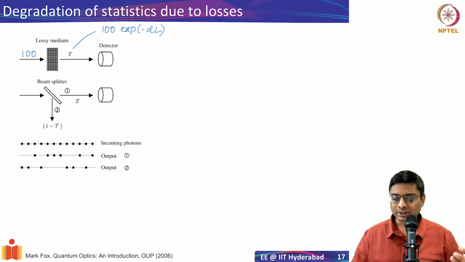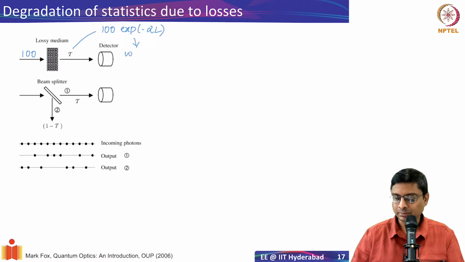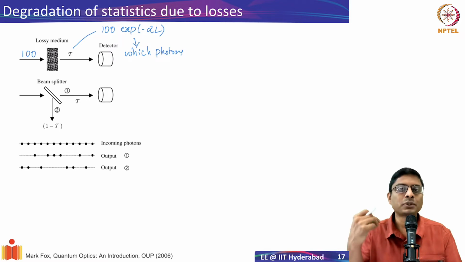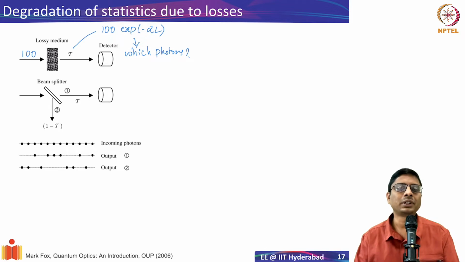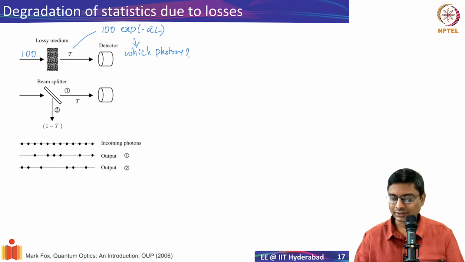What we are seeing is that the photons are getting absorbed, but which photons are getting absorbed? That's an important problem, because the absorption process is random. If you have a stream of, let's say, 10 photons, we can never predict which of them are going to get absorbed. And invariably, the photon statistics are going to degrade. So let's understand it this way.